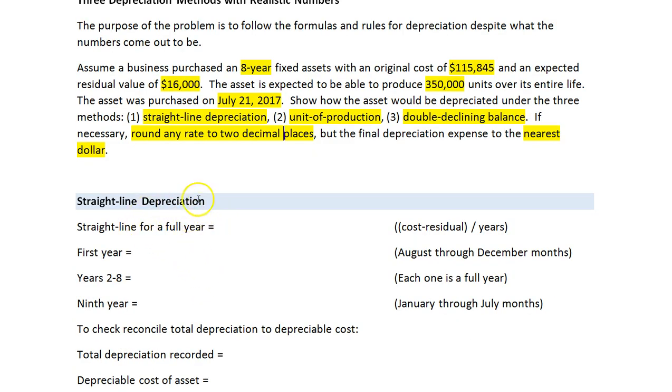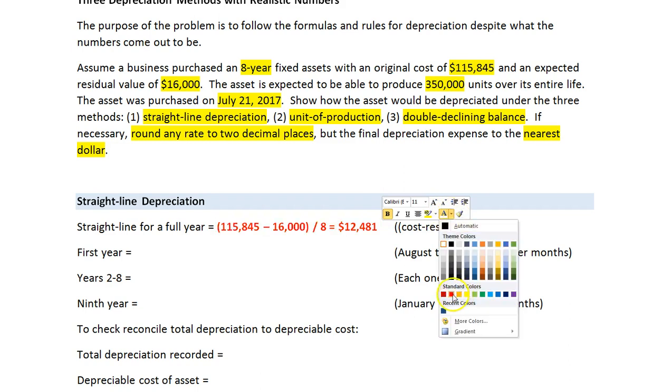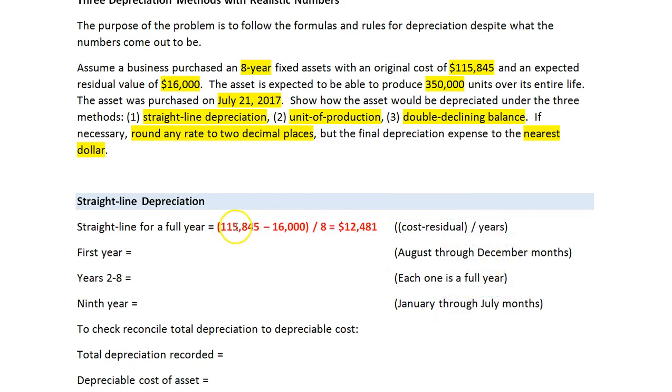Alright, so let's start with straight line. Straight line in our formula is the original cost of the asset minus the residual, and then divided by the number of years. So we're going to plug that in. I already have this done, that way I don't do it wrong. Alright, so the original cost is $115,845 minus the residual of $16,000 divided by 8.